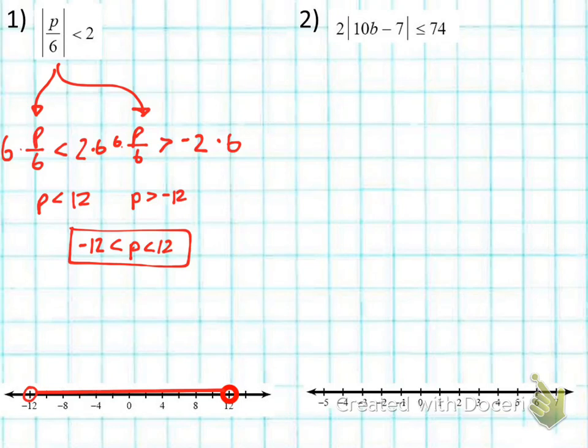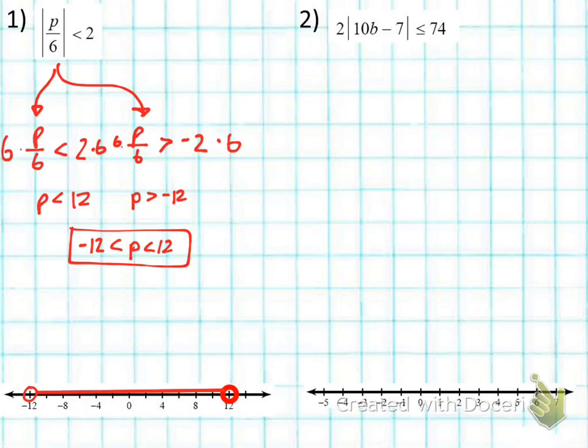I could pick 0. If I put 0 here, 0 divided by 6 is 0. The absolute value of 0 is 0, so 0 is less than 2. That's correct. Or I could even pick 11. 11 over 6 is almost 2, which is less than 2. So we're making the statement true.